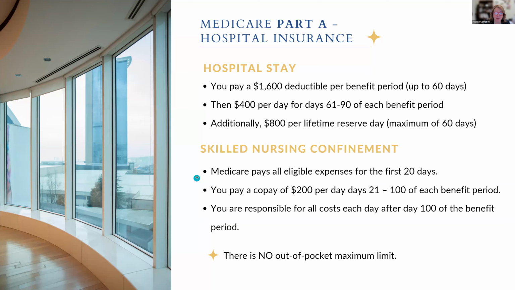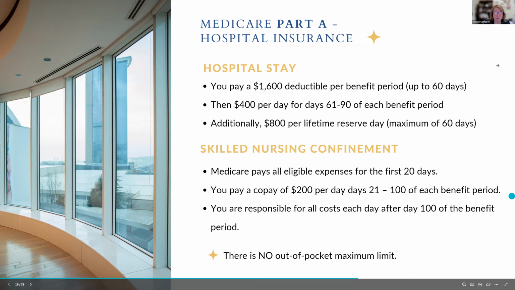For skilled nursing, Medicare pays for the first 20 days. You get 100 days total, and you're going to have a $200 copay per day for days 21 through 100. There is no out-of-pocket maximum with Medicare, so you're always having to pay these amounts unless you have other coverage. And after 100 days, that's considered long-term care, so that is on you. And again, no out-of-pocket maximum.